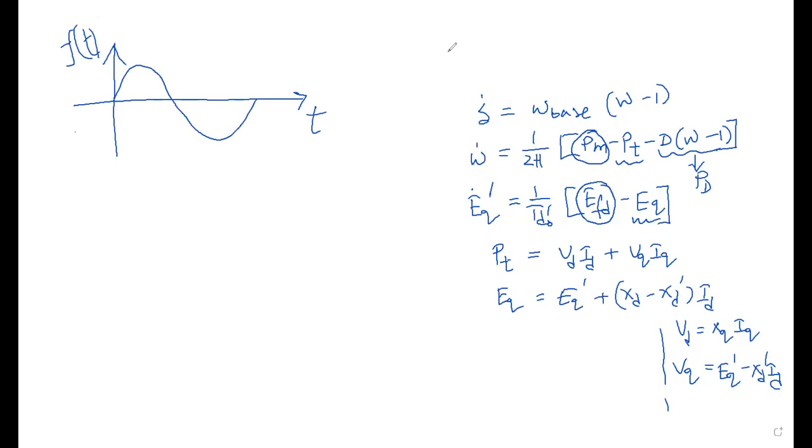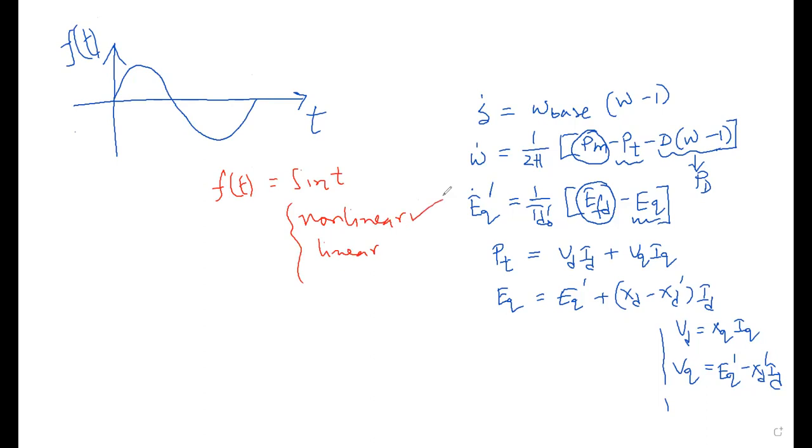So first of all, is it a linear function or a nonlinear function? The function expression is simply f of t is sine of t. Is it nonlinear or linear? The answer should be nonlinear. How do you check it?